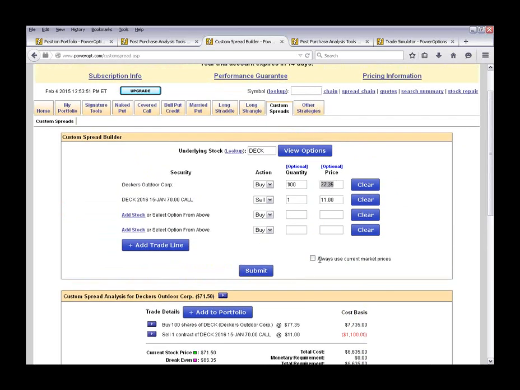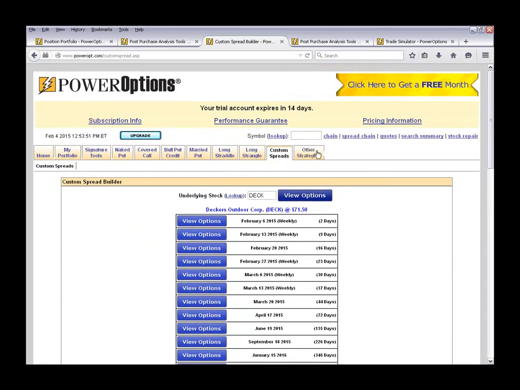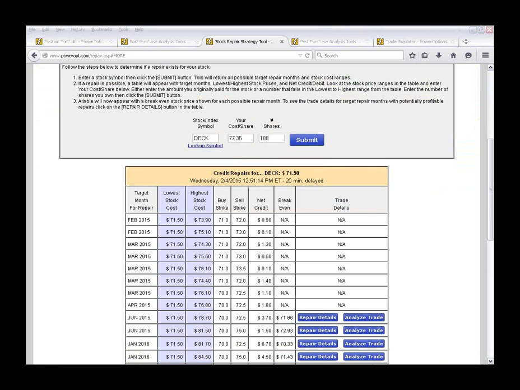Okay, well, let's take a look. We know our cost basis is $77.35. We see a couple of repairs we could probably do out to the 10-month out, 12-month out period. We could look at the September series as well on the fly to see what's available. But another opportunity: I'm going to put in DECK here on Power Options, and go into the Stock Repair tool. Now I've got to put in my cost per share, $77.35, and let's just put in 100 shares for our example. Let's go ahead and submit that.